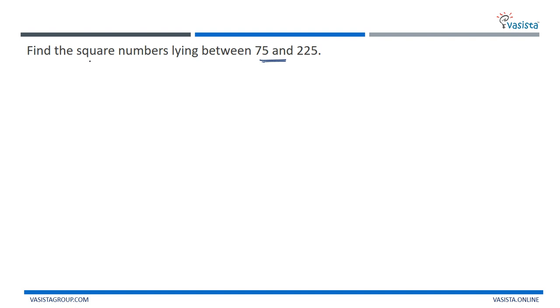Right. So, you know 1 square is 1, right. 2 square, similarly, 8 square is 64. Right. 9 square, let us check out with this now. 9 square is 81, right. So, 81 is in between 75 and 225. We need to find the numbers between 75 and 225, right.